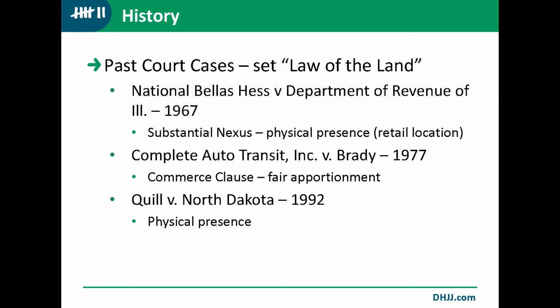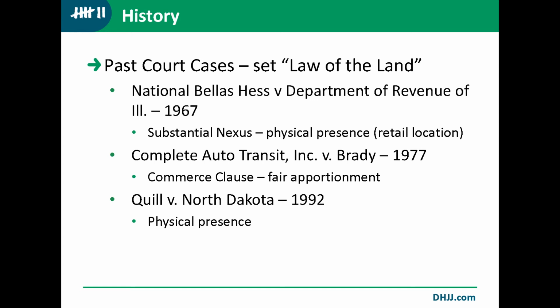Ten years later came Complete Auto. This was where fair apportionment came in, and that was because Complete Auto was moving vehicles across state lines. And Mississippi levied the tax for the privilege of doing business. The Supreme Court came in and said they did not violate the Commerce Clause because those sales were not taxed in the other states. It was only taxed in Mississippi. So that goes back to, is it fairly apportioned? The Supreme Court and all these cases go through the Commerce Clause and make sure it meets every test.